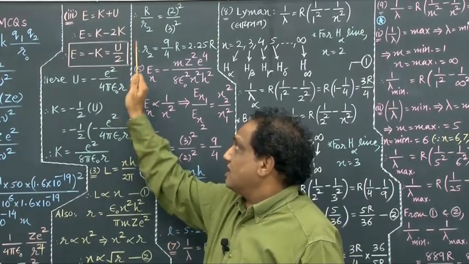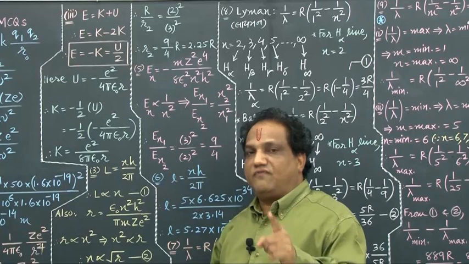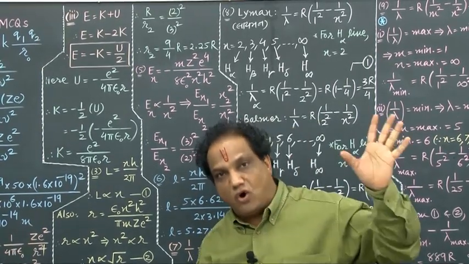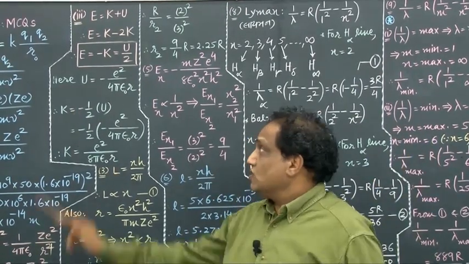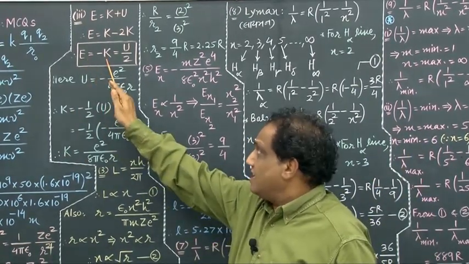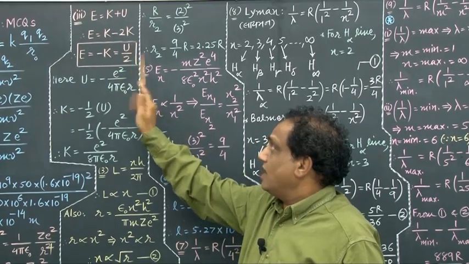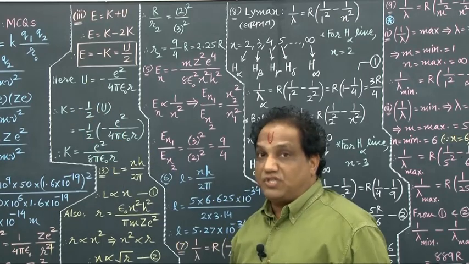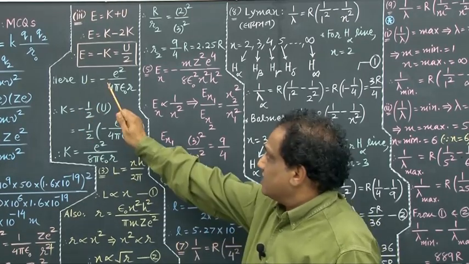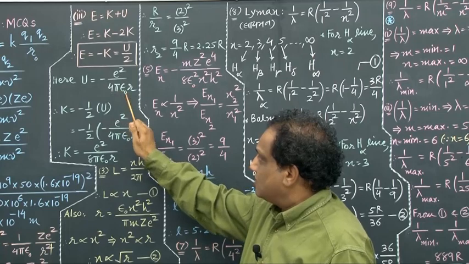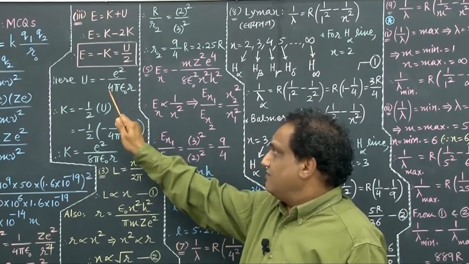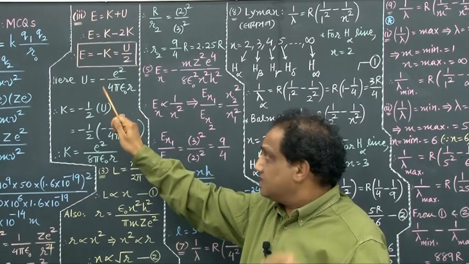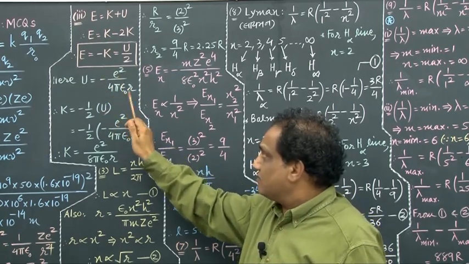Please remember this general formula. This is applicable for any electron orbiting around nucleus in any orbit. Okay, fine. So please remember this result, E equals minus K equals U by 2. Fine. Now what is the electrostatic potential energy given to you right now? It is minus E square upon 4 pi epsilon 0 r. If they have written here 8, it is by mistake. The correct value is this, minus E square upon 4 pi epsilon 0 r.